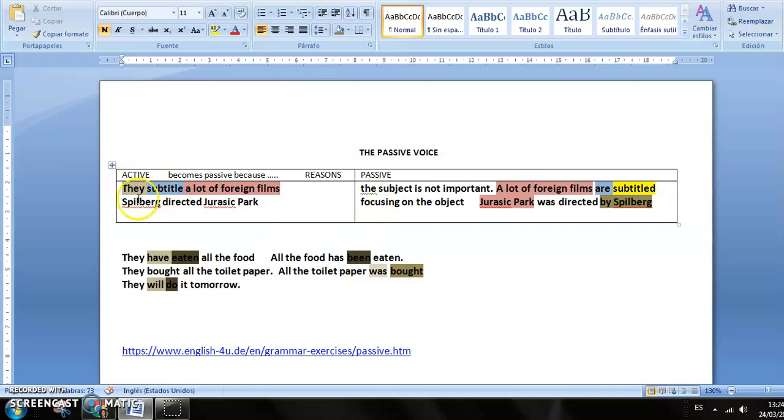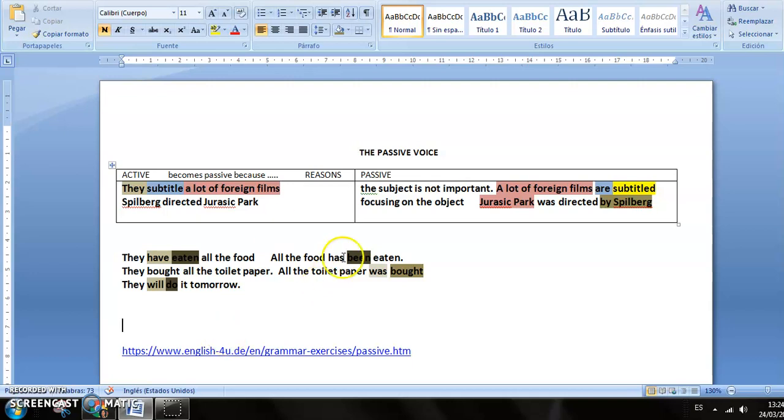When we say something like "they subtitle a lot of foreign films," what we really mean is that there is an actor, somebody, "they" in this case, who performs an action that is subtitled, and this action, right, falls on an object that is "a lot of foreign films." Okay, so that's the normal way we say things in active.